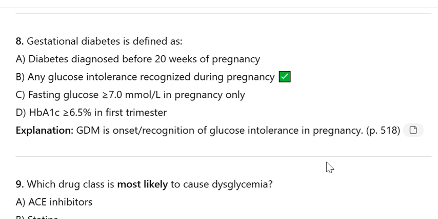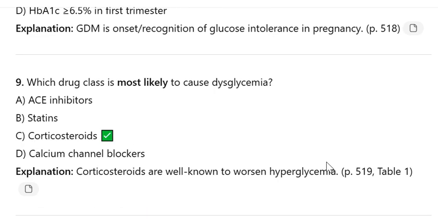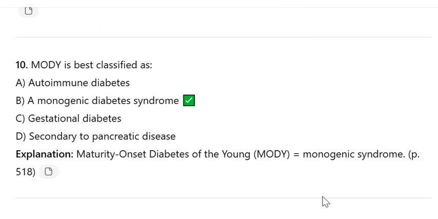518. 9. Which drug class is most likely to cause dysglycemia? A, ACE inhibitors. B, statins. C, corticosteroids and blockers. Explanation. Corticosteroids are well known to worsen hyperglycemia. P519, Table 1.